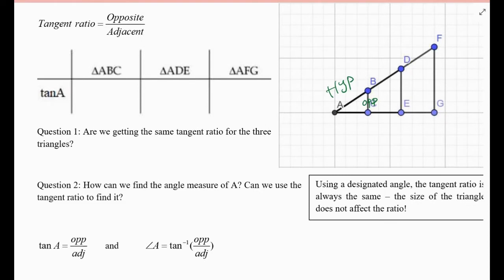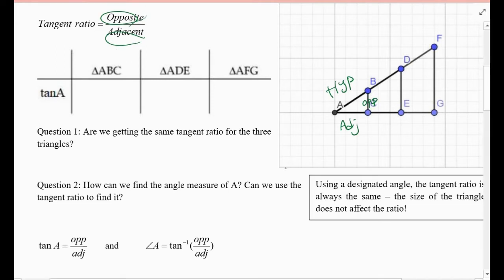And this is the adjacent, right? Okay, so let's do SOHCAHTOA. TOA: tangent is opposite over adjacent. Oh, I actually wrote it here. Okay, opposite over adjacent. So look at the opposite.